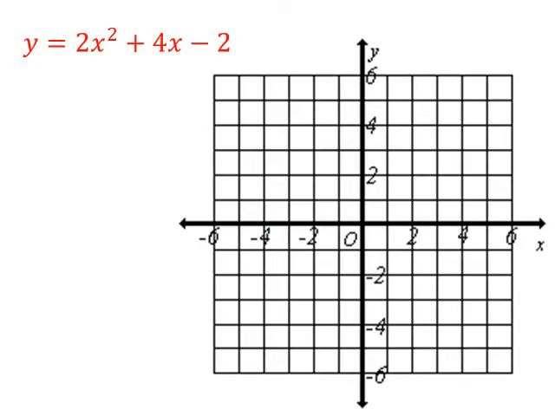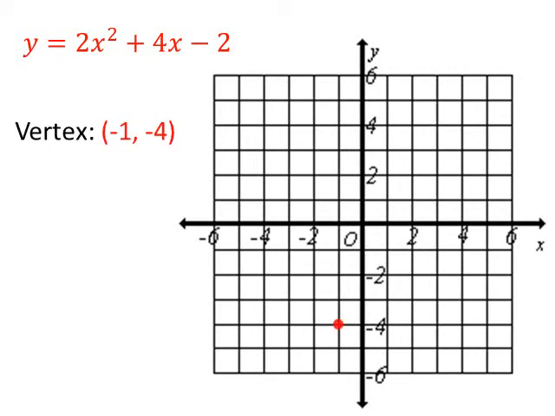Now to graph the whole thing, and this is a new problem, the first step is always to find the vertex. And the first step of finding the vertex is finding the x-coordinate, which is negative b over 2a. So in this case, negative b gives me negative 4, and 2a gives me 4, so negative 4 divided by 4 is negative 1. Then I plug negative 1 back into the equation. Negative 1 squared is 1 times 2 is 2, plus negative 1 times 4 is negative 4, so I have 2 minus 4 minus 2. That gives me negative 4. So the vertex in this case is negative 1, negative 4.